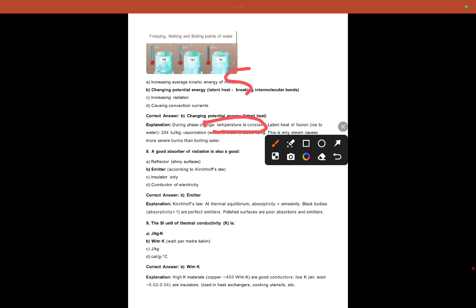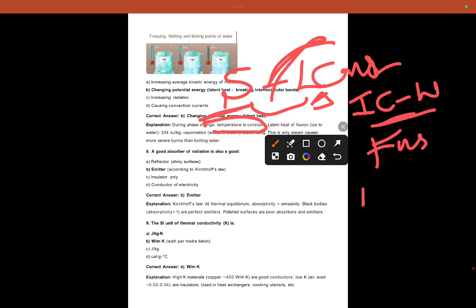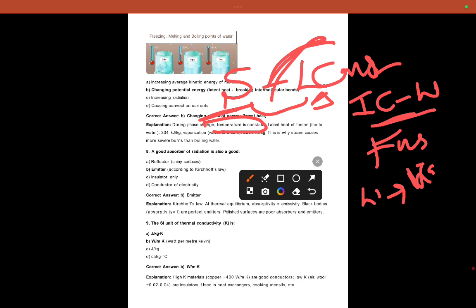When solid changes to liquid, like chocolate changing to liquid form upon heating, the temperature remains constant. There is no change in temperature. What is latent heat of fusion? Ice, the solid form, changes to water, and this is fusion. Then water changes to vapor, and that is called latent heat of vaporization. So you have to remember that.